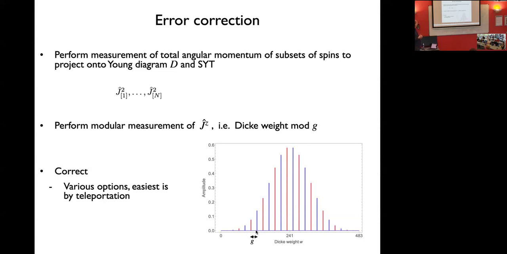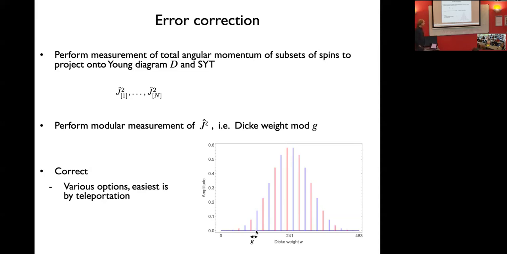So if we had a way to do this modular measurement, then we would be able to achieve that. This is very similar to how you want to do measurements on GKP codes, where you want to measure displacements modulo root pi over 2. And then after you perform these measurements, you'd want to have a way to correct.